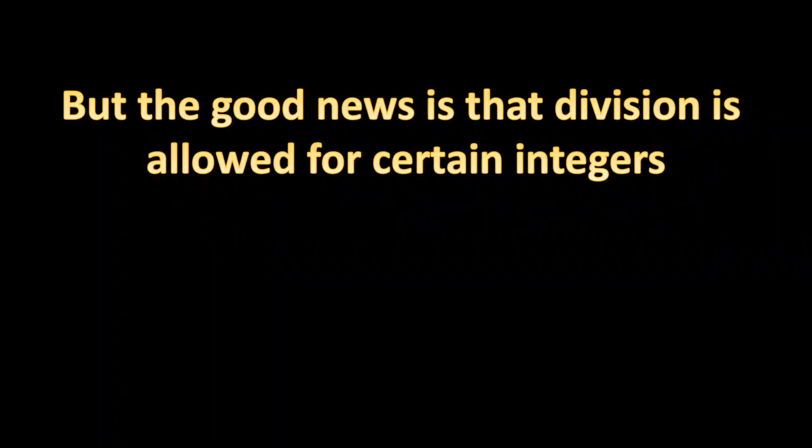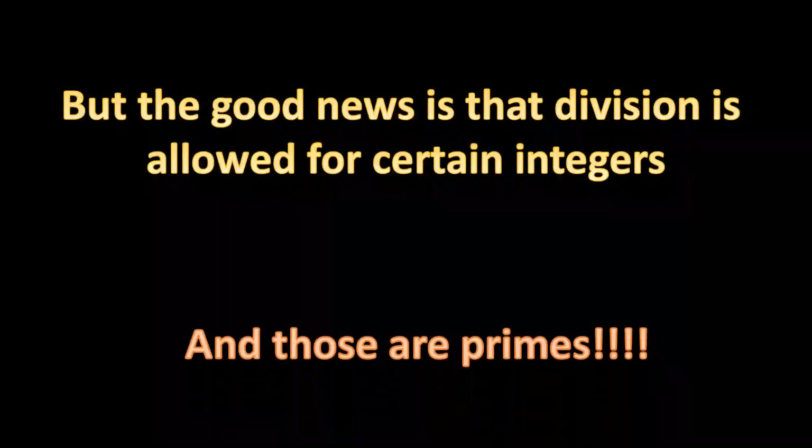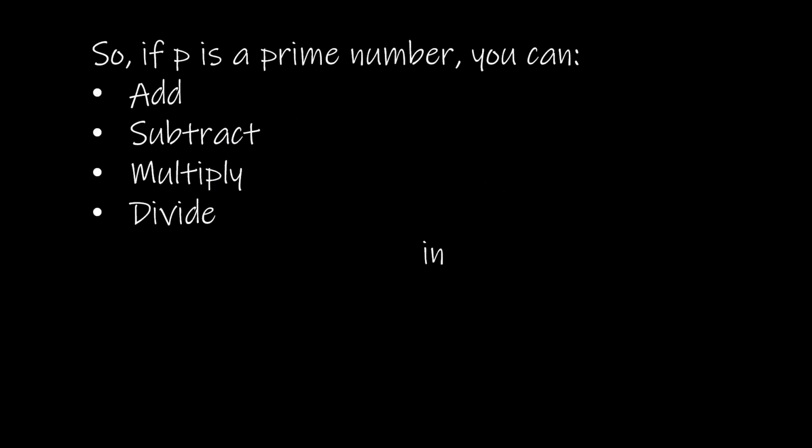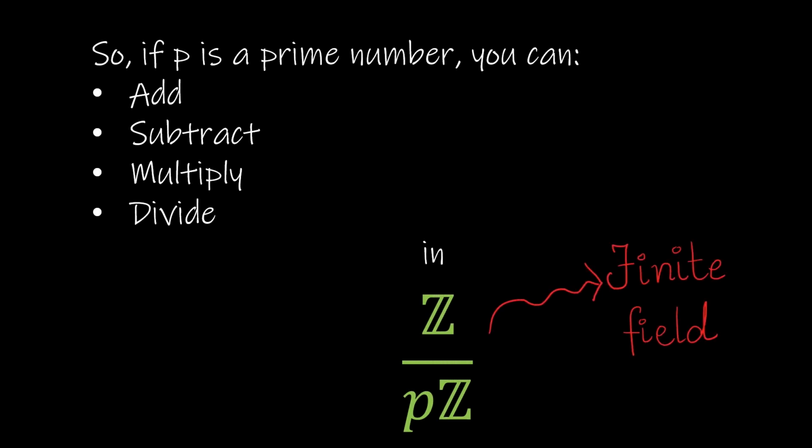So, should we lose all hope? Well, no, because the good news is that division is allowed for some integers, and those integers are primes. So if p is a prime, you can add, subtract, multiply and divide in Z mod pZ, which we also call a finite field. It's called finite because it has a finite number of elements.